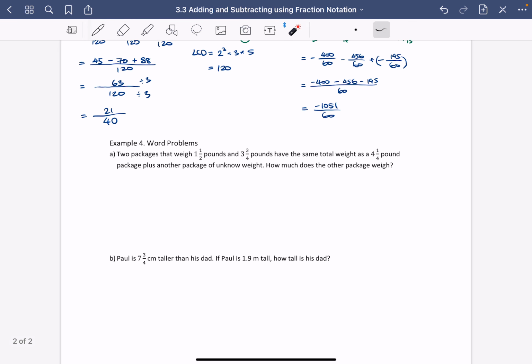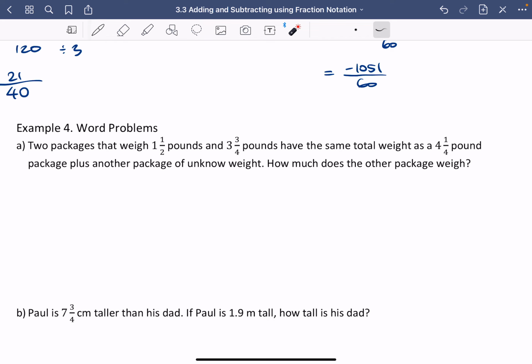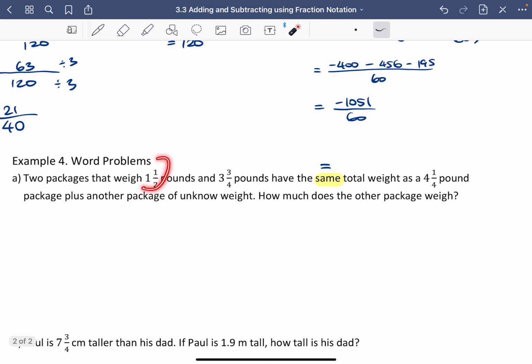And so now let's move on to two word problems. The first word problem says two packages that weigh 1.5 pound and 3 3/4 pound have the same total weight. Well, here, same means they are equal. Same total weight as 1.25 pound package plus another package of unknown weight. Well, so what it's saying is that this one plus this one, because and means plus, right?